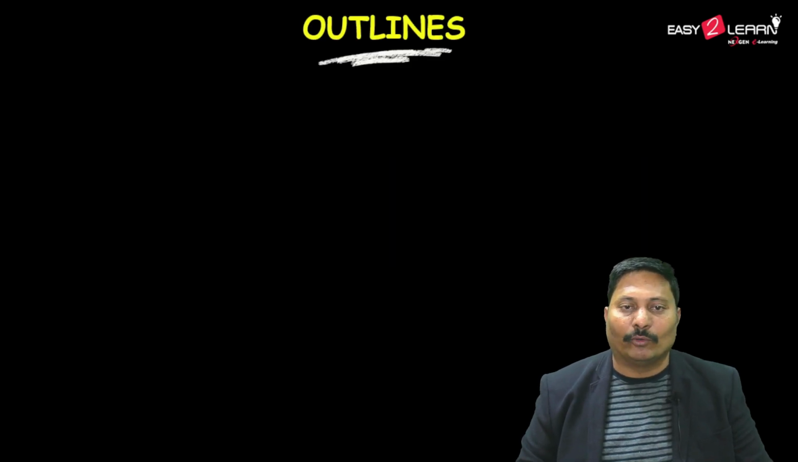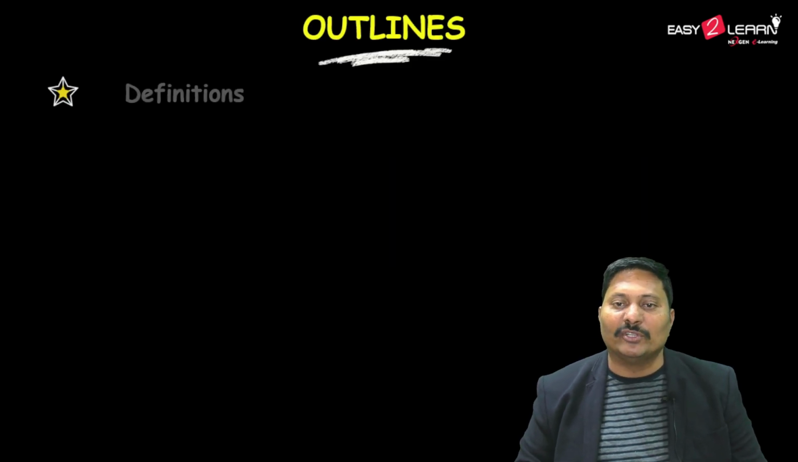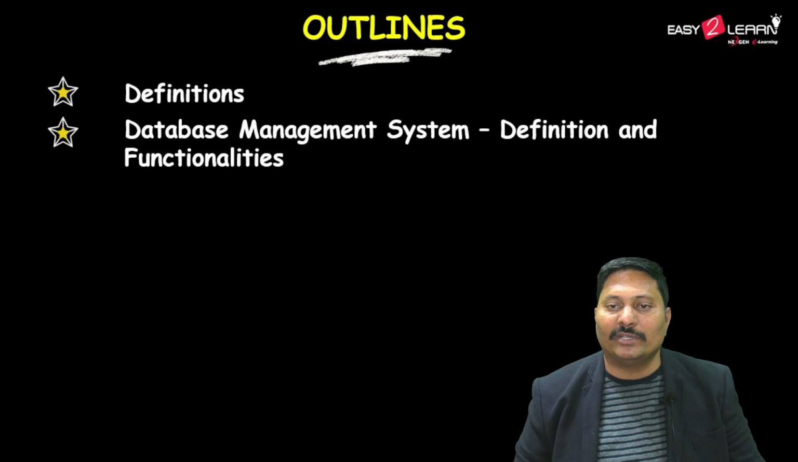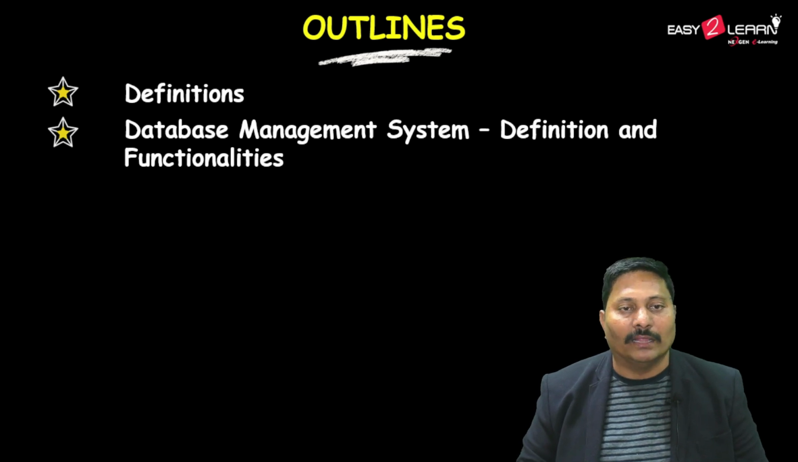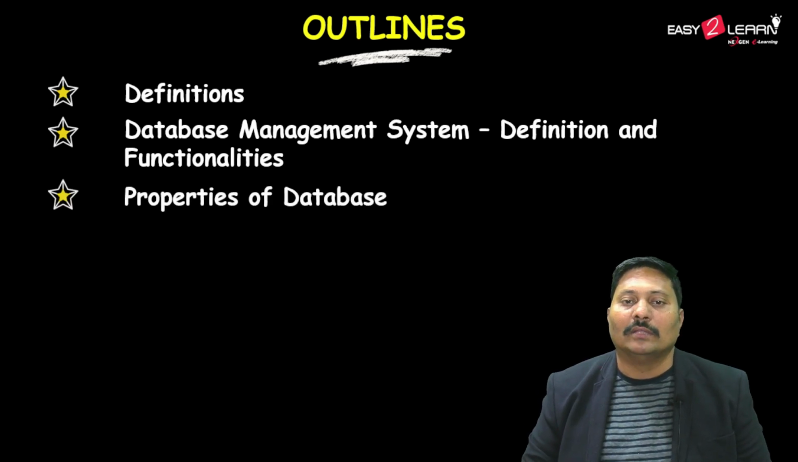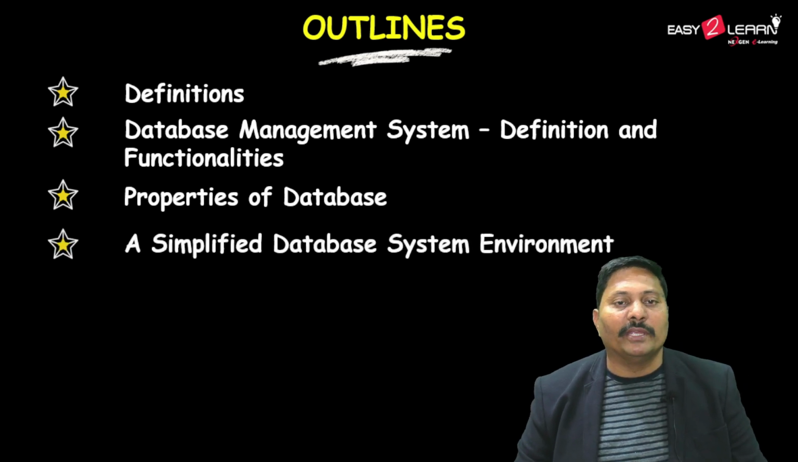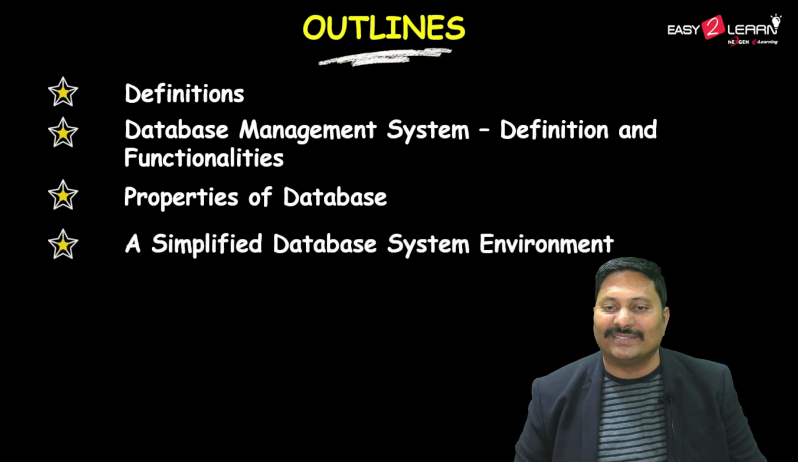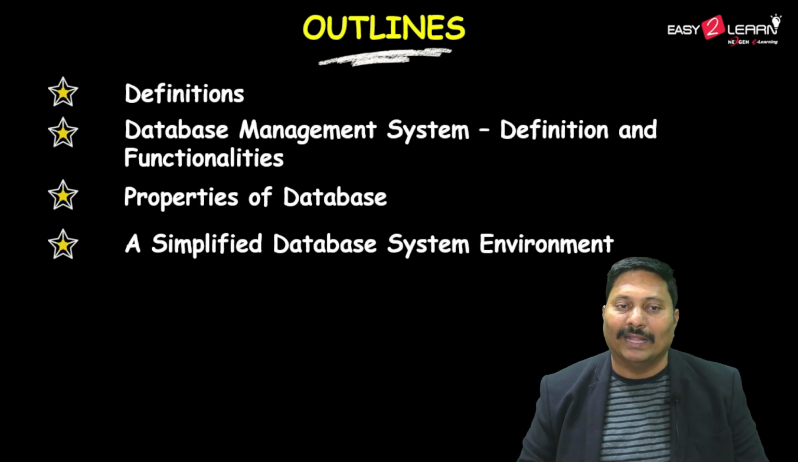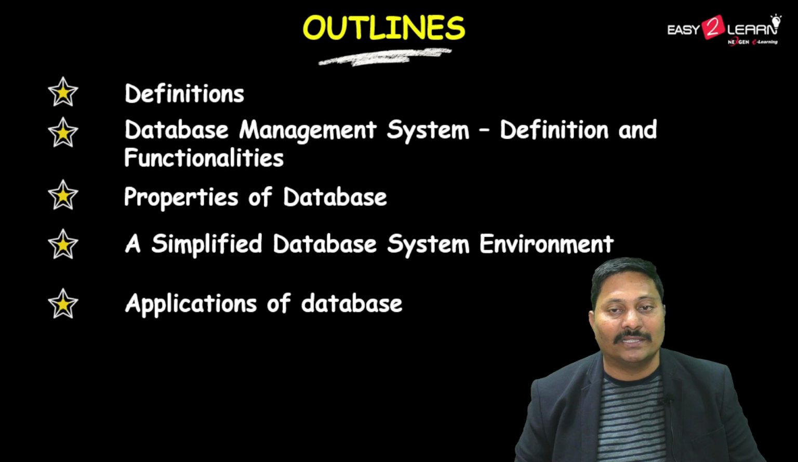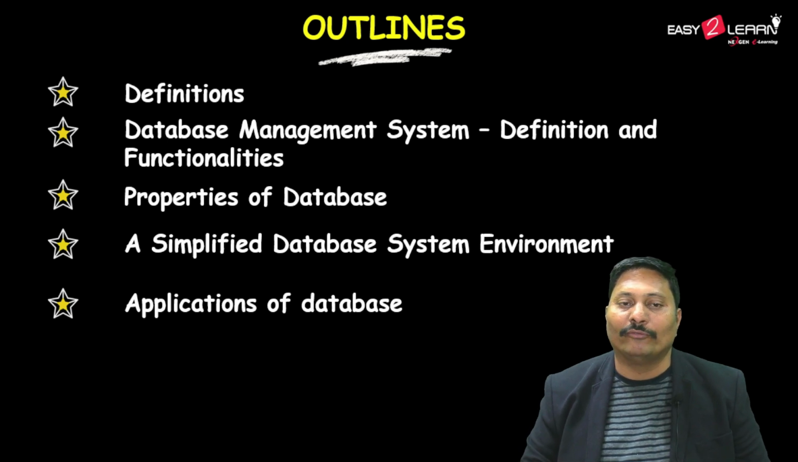The first one we are going to see is the basic definitions or the basic terminologies that we need to know. Next, we will be looking into the definitions and functionalities of the database management system, and then we will be discussing the properties of a database. Next, we will be briefly looking into an illustration of a simplified database system environment, and then finally, to understand the database and its functionalities better, we will be looking into an example of a university database.